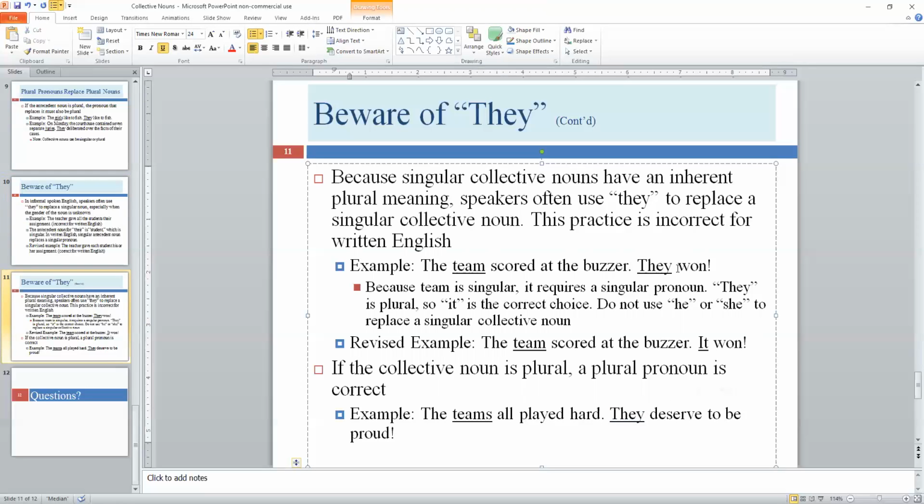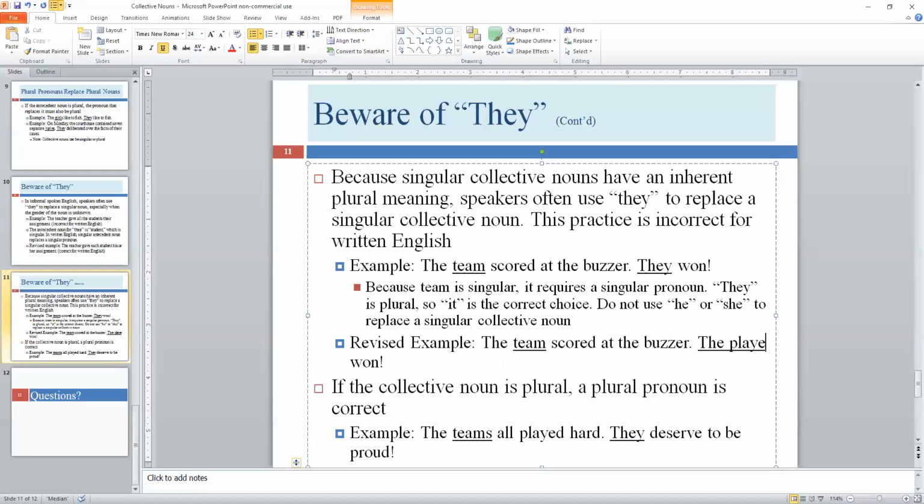Another way to fix this, let's say that this sounds too formal, we can always say the players won. We don't have to use a pronoun. We can use some other noun to replace it. The team scored at the buzzer. The players won, or some other term.